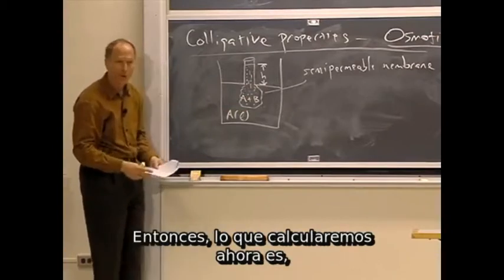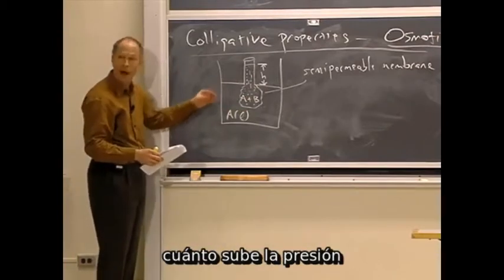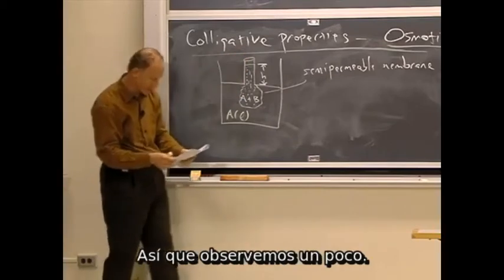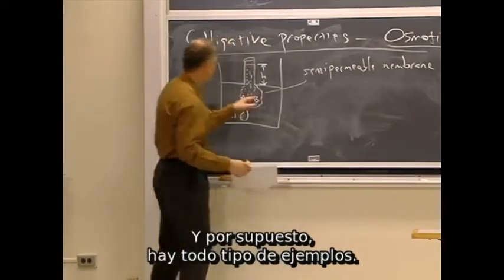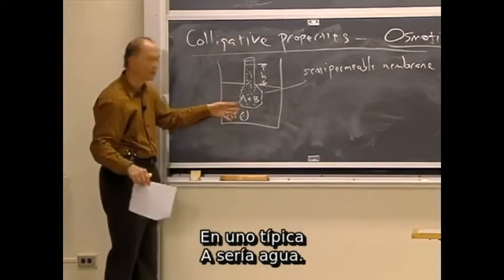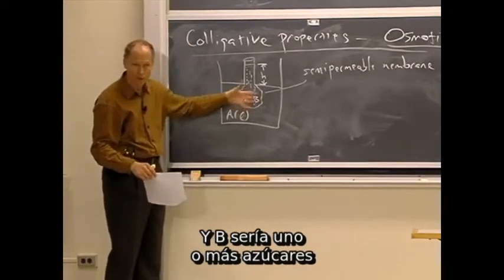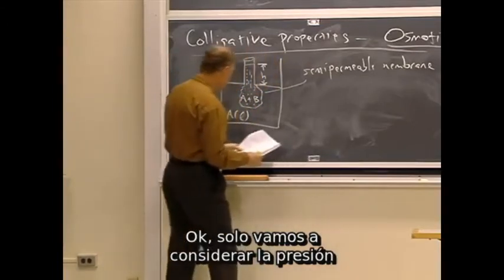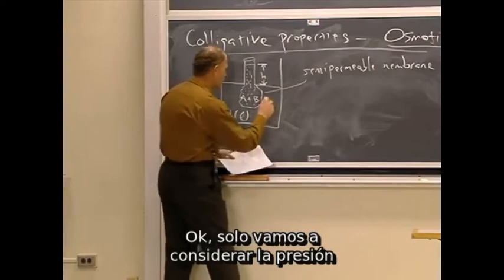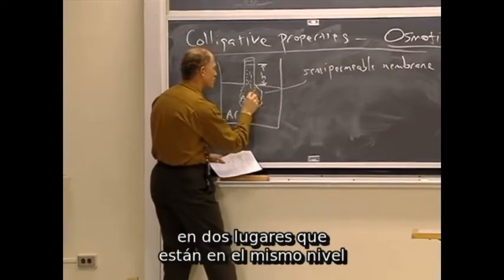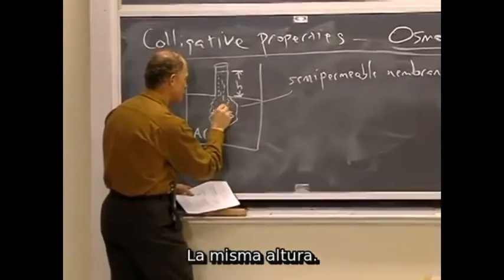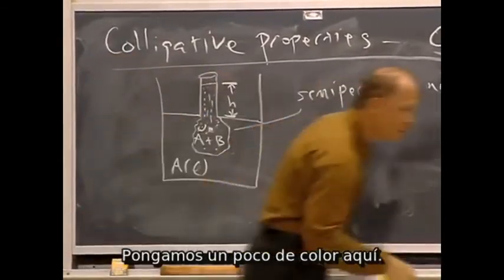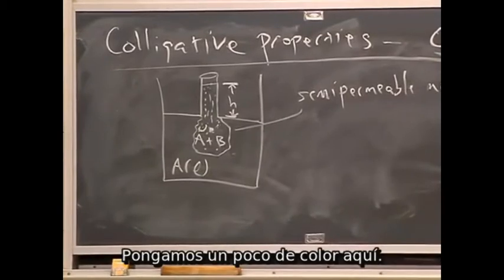Okay? So what we'll calculate now is, how much does the pressure go up when that happens, right? So let's take a look. And so, of course, there are all kinds of examples. In a typical one, A would be water, and B would be one or more sugars, all sorts of other potential constituents also. Okay, so let's just consider the pressure at two places that are the same level, the same height. We'll label this one point alpha. Let's put some color in here.